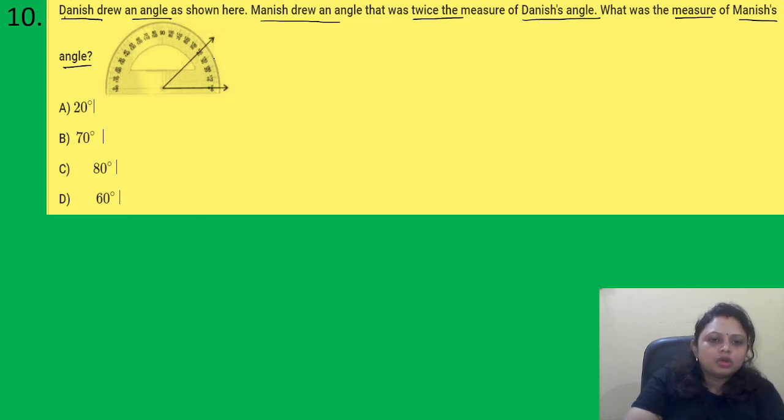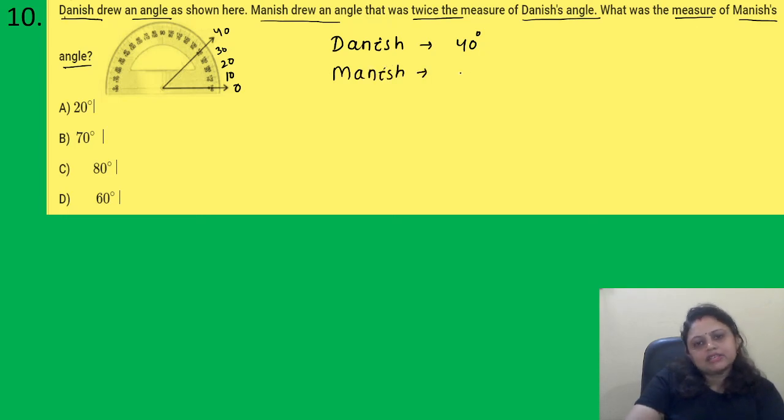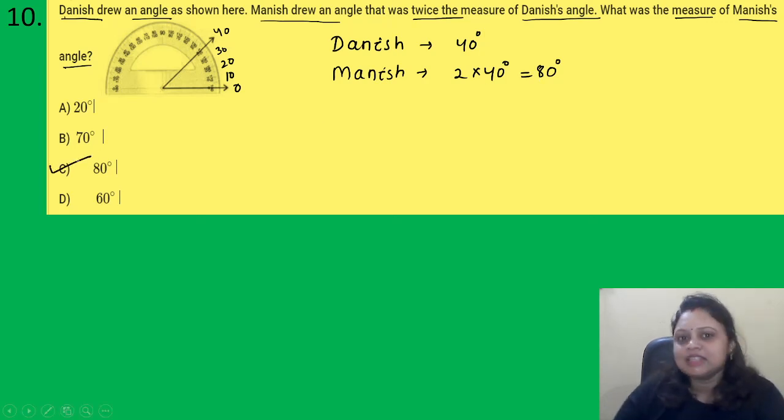Okay, so this is the angle, so it is 0 degree, then here 10, 20, 30, 40. Okay, so Danny drew the angle which is 40 degree, and then Money drew twice that of Danny's, which is 2 into 40 degree is equal to 80 degree. So we have to find the measure of Money's angle. What is the answer? That is 80 degree. Where is it present? It is present in option C.